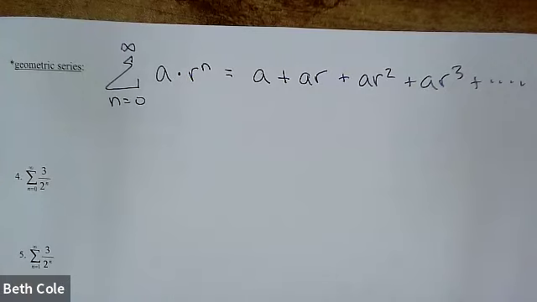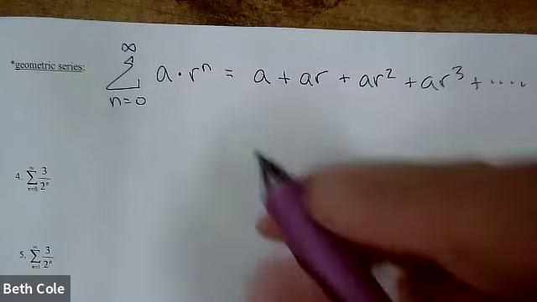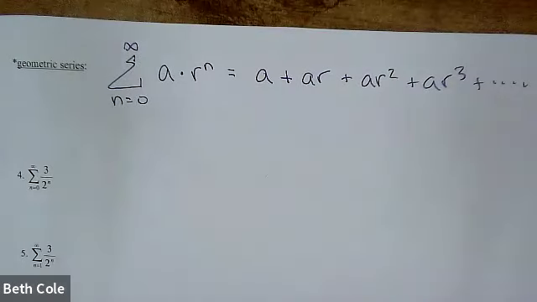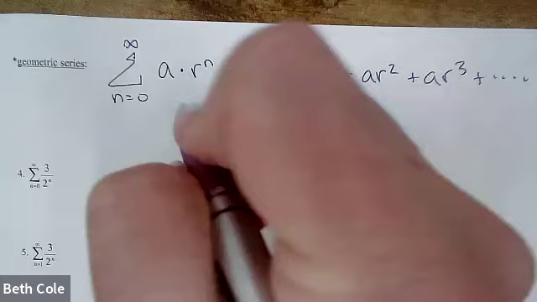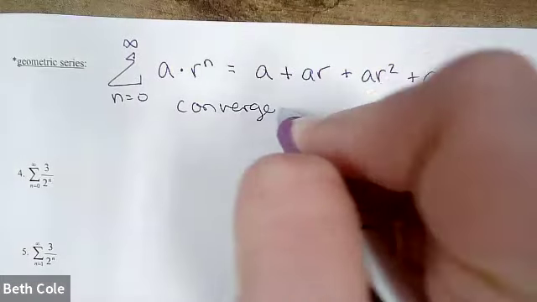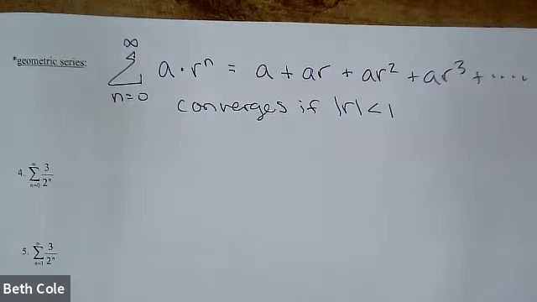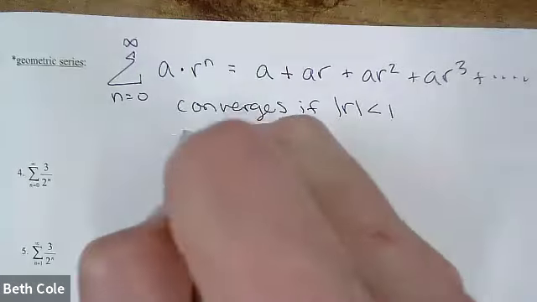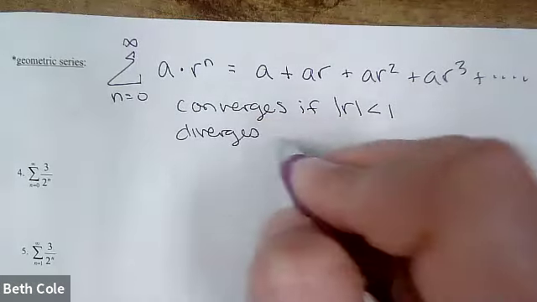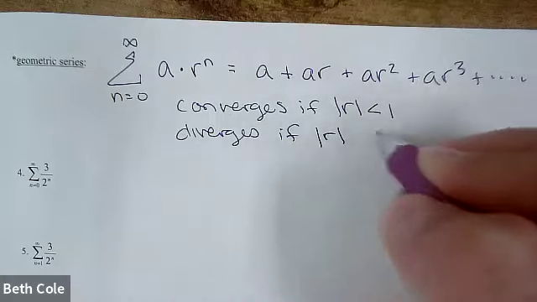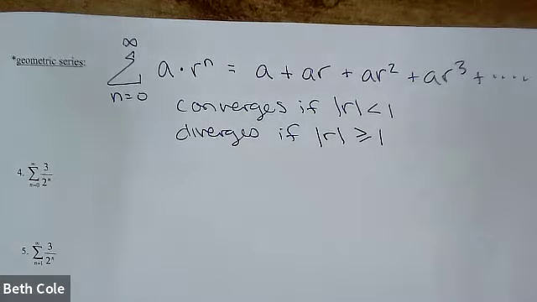And then you do have to memorize this rule. Okay? It's going to be a good bit of memorizing. It converges if your absolute value of r is smaller than 1. It diverges if your absolute value of r is greater than or equal to 1.